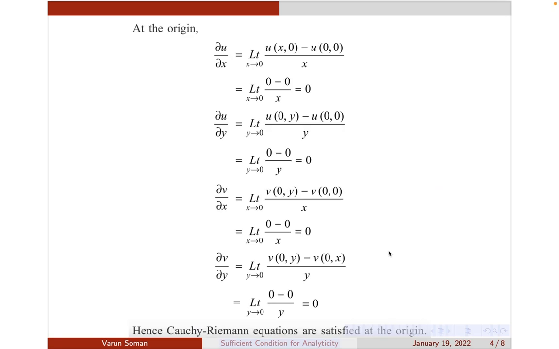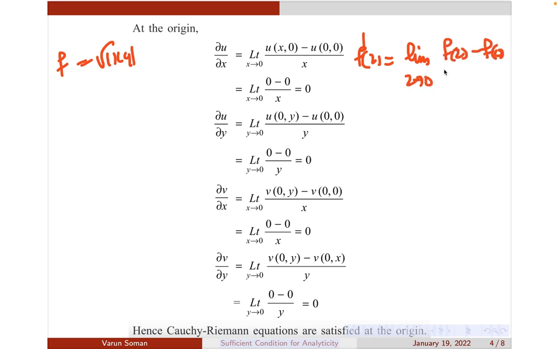Now we will show that the function root of modulus of xy is not differentiable at the origin. So I'll try to find what f dash of z is. We can give the same definition, which is nothing but the limit as z tends to 0 of f of z minus f of 0 by z. Using the same concepts as for u of x, we can give the definition like this at the origin. So f dash of 0 is the limit as z tends to 0 of f of z minus f of 0 by z. That is actually the limit as z tends to 0 of root of modulus of xy by x plus iy, so it is as x plus iy tends to 0.